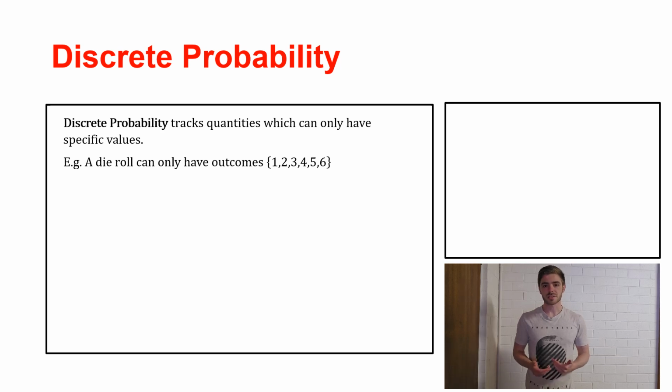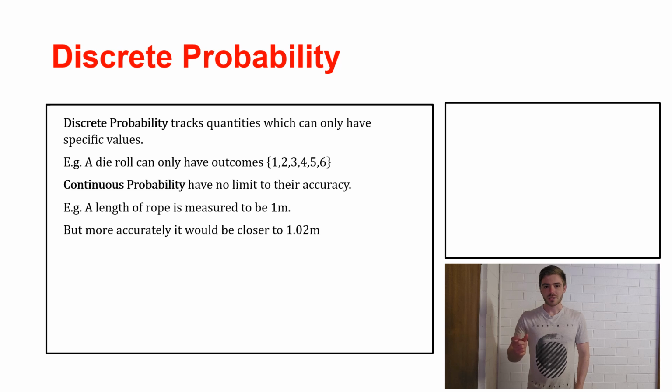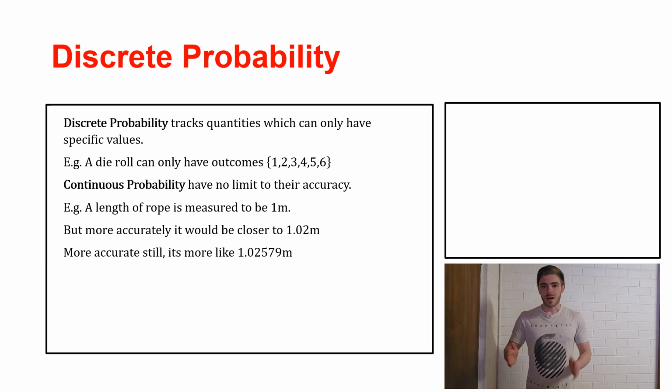This is in contrast to continuous probability, which has no upper limit to the accuracy of each of its specific values. The typical examples here cover things like length. For example, if I were to measure a rope, I could say that it's approximately 1 meter. But if I measure it a little bit more accurately, I could say it's 1.02 meters. But if I then go back again and measure it even more accurately, I might find that it's 1.025779, etc., etc. But continuous probability is a topic for another time. This video is just going to focus on discrete.